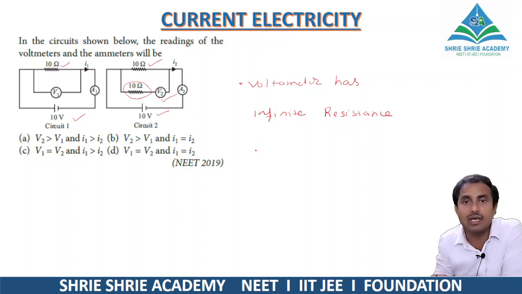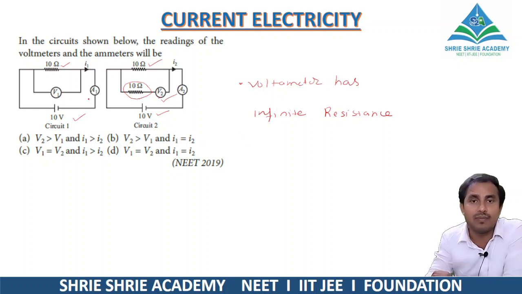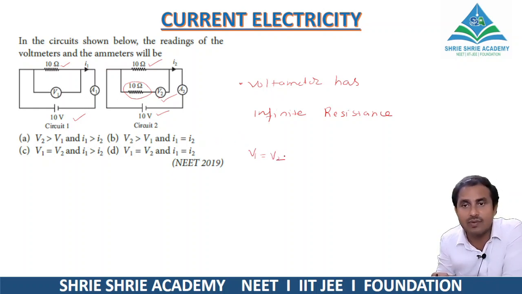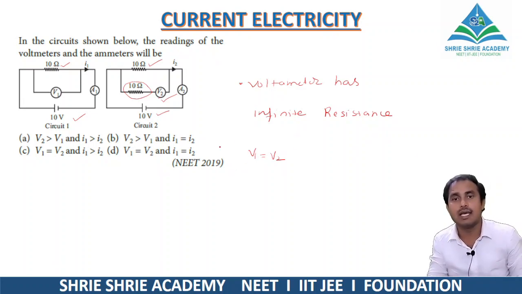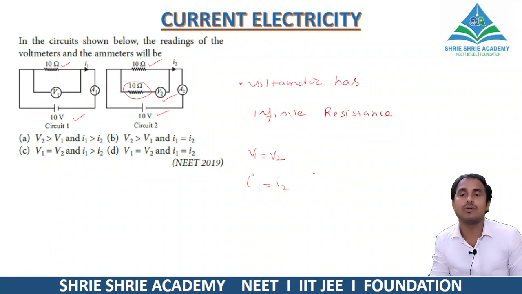So actually here you can say, sir, because your V1 and V2 will be equal, it will not change, because you are connecting a resistance in series with the voltmeter. Don't change anything over here, because the voltmeter has infinite resistance and you get I1 is equal to I2. So this is the concept, this comes under a conceptual question.